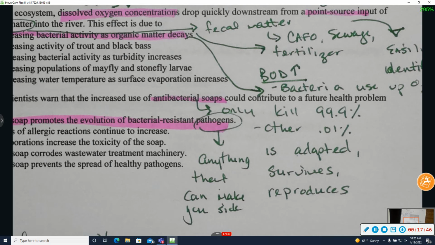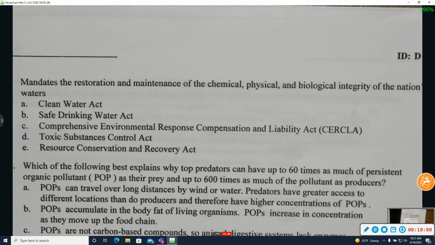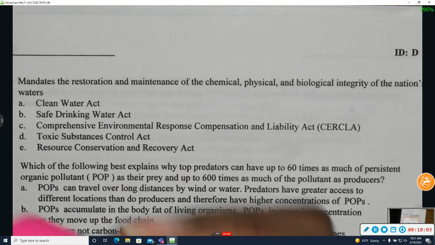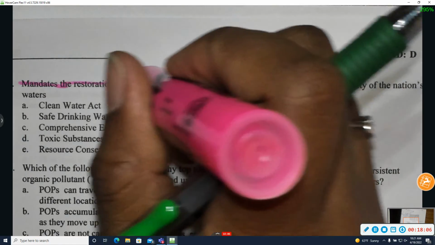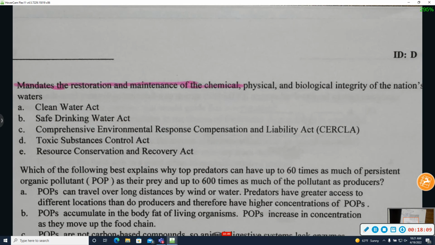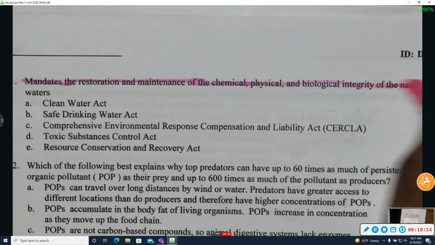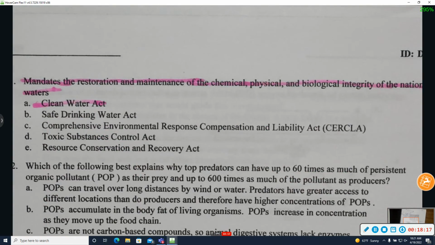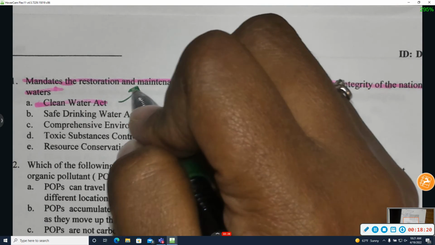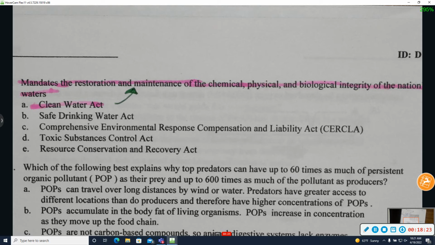All right, so moving on. Number 31. Try to find number 31. Which of these laws, the laws are the hardest ones to remember, I think, because you have to really try to remember them. Mandates the restoration and maintenance of chemical, physical, and biological integrity of the nation's waters, and that's going to be the Clean Water Act. Okay, so if I were you, I would put that on a flashcard. I mean, that's the only thing that helps you remember stuff. It helps me remember stuff.